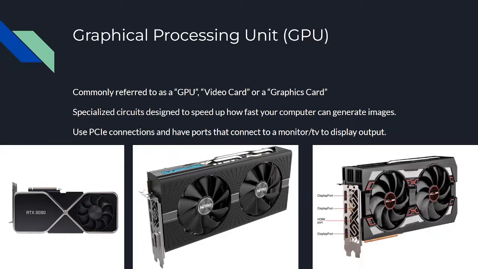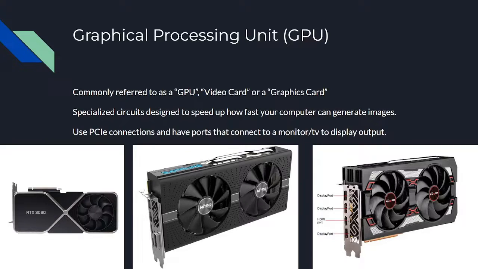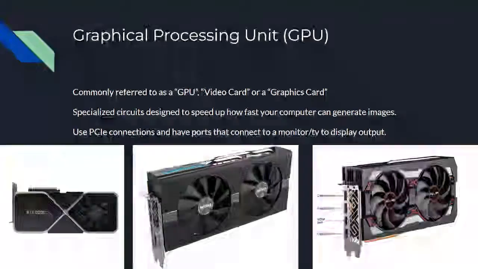So on the bottom here, we have an RTX 3090. These are made by NVIDIA. It is currently like one of the best cards you can get. I believe these two, the bottom middle and bottom right, are RX 580s. The one on the right, you can see a port demonstration. So you can see that it has two DisplayPort ports, one HDMI port, and another DisplayPort port.